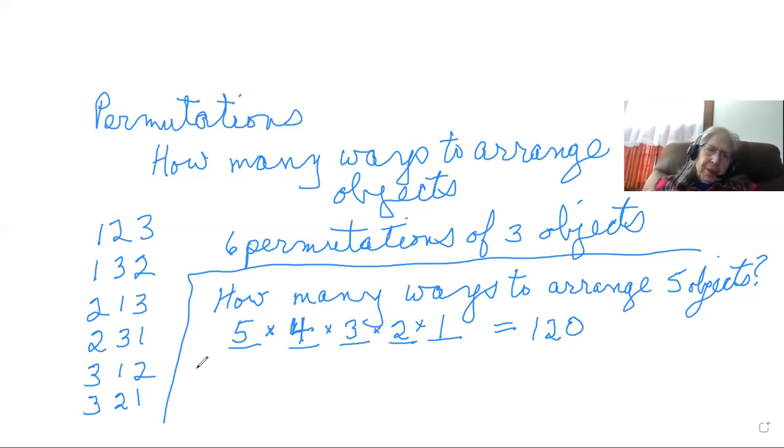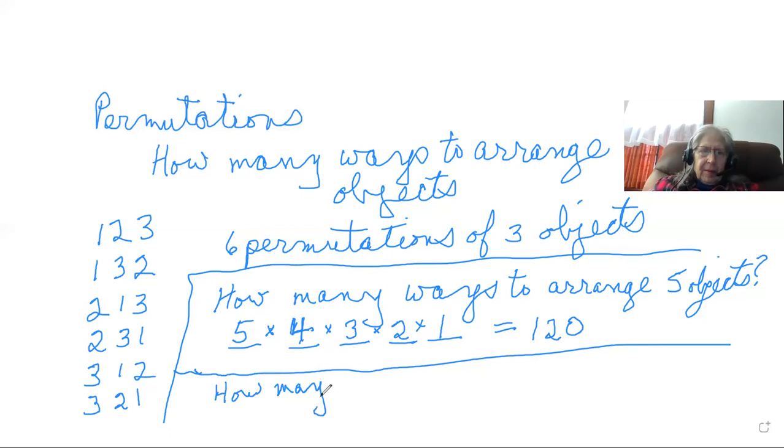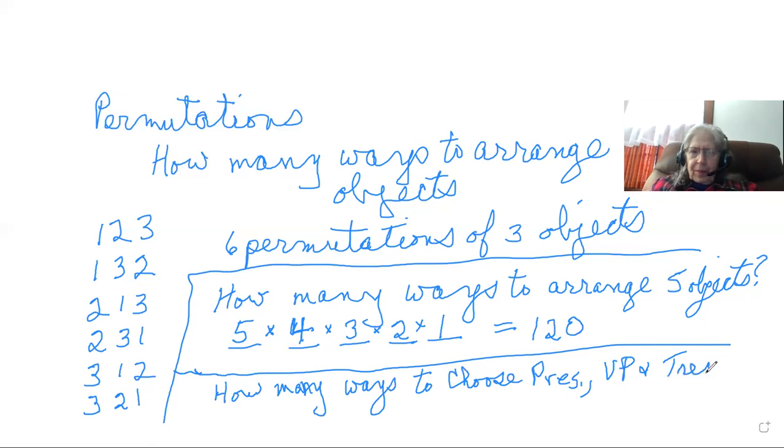Now, the next question is, how many ways to choose president, vice president, and treasurer from a club with 10 people?